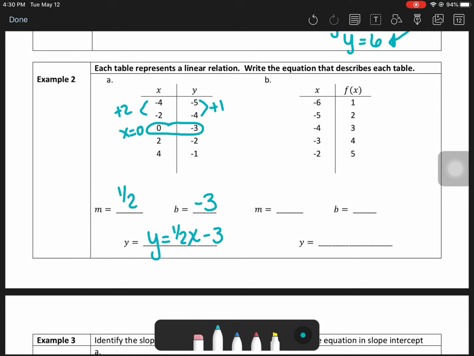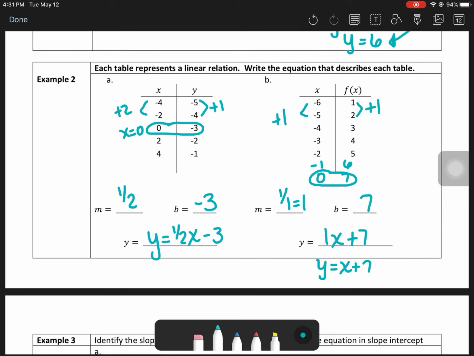In the next example, our table doesn't go far enough, so we need to extend our table to find our 0. And remember, our 0 is our y-intercept, that's going to be 7. Our m is what's happening as the y's go up, that's our vertical change, as our x's go up, which is our horizontal change. So it's going to be 1 over 1, which is 1. So we can write our equation, y equals 1x plus 7, or we can just write it as y equals x plus 7.